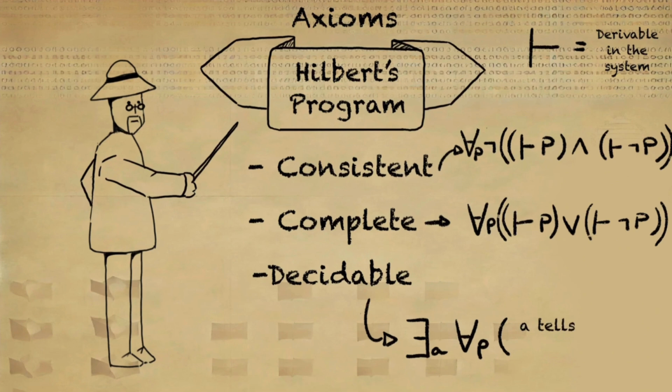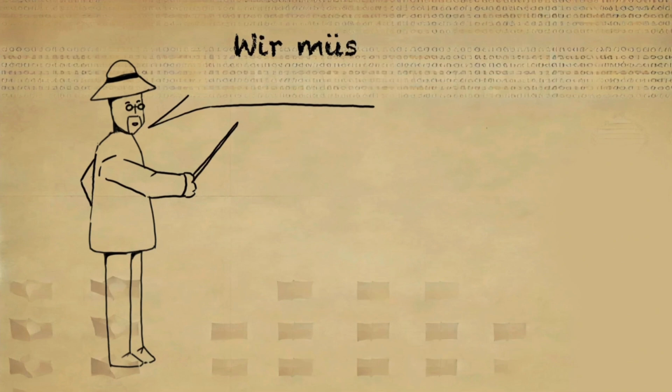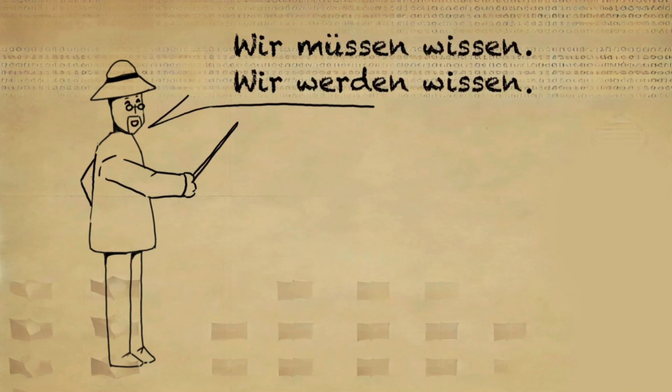Decidable means that there's a procedure or algorithm that can determine whether a formula is a theorem of the system. So there exists some algorithm such that for all formulae P, that algorithm tells us whether P is a theorem of the system. Hilbert famously said, "We must know, we will know," a quote which is now written on his grave. Unfortunately for Hilbert, while we might need to know, we shan't.